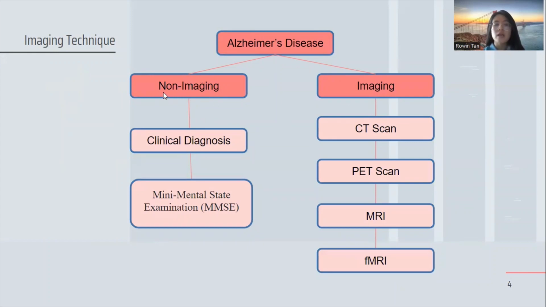We can detect or diagnose Alzheimer's disease through two different techniques, which include non-imaging techniques and imaging techniques. Non-imaging techniques include clinical diagnosis and the mini mental state examination, while imaging techniques include CT scan, PET scan, MRI, and also fMRI sub branches. We decided to use fMRI to further our discussion because we noticed that fMRI is one of the best techniques that can detect brain abnormalities and help to predict Alzheimer's disease patients.